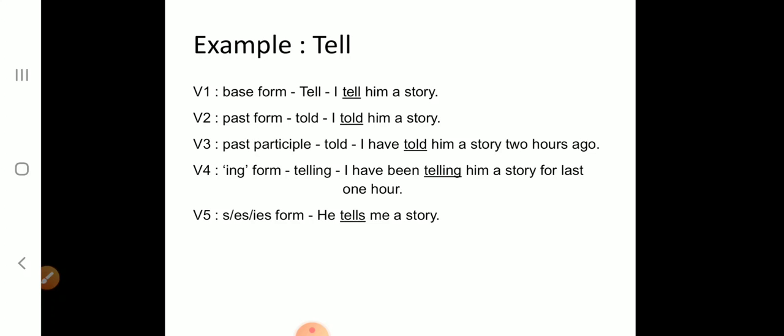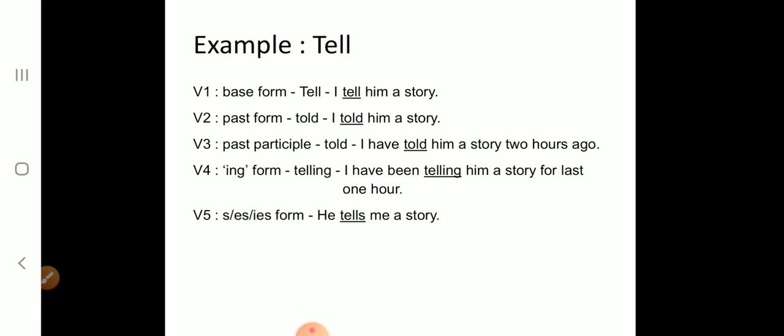Now there is one more example that I would like to share. For the root verb tell, V1, which is the present form of the verb, will be tell. Example, I tell him a story. V2 will be the past form of the verb tell, that is told. Example, I told him a story. V3 will be the past participle form of the root verb tell, that is told. Example, I have told him a story 2 hours ago.